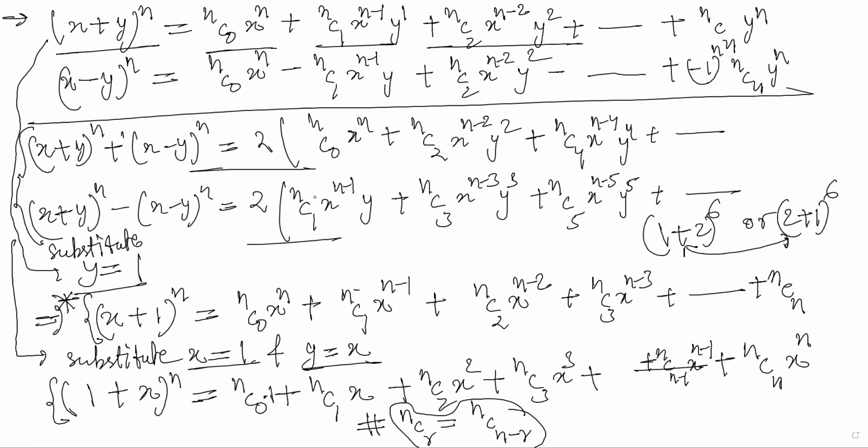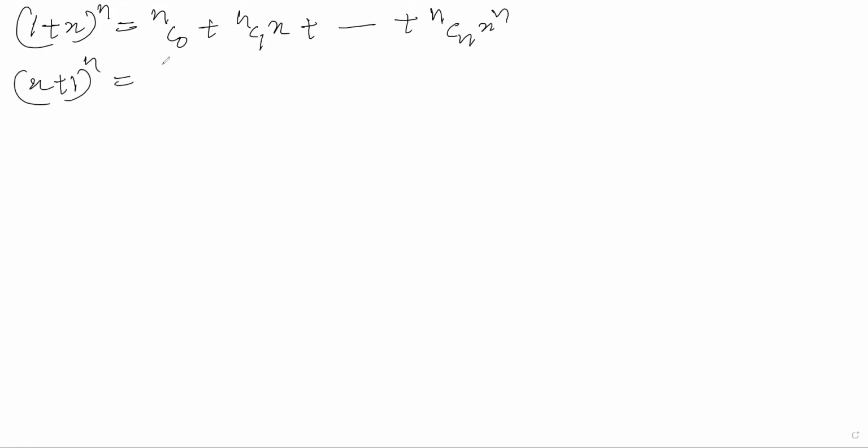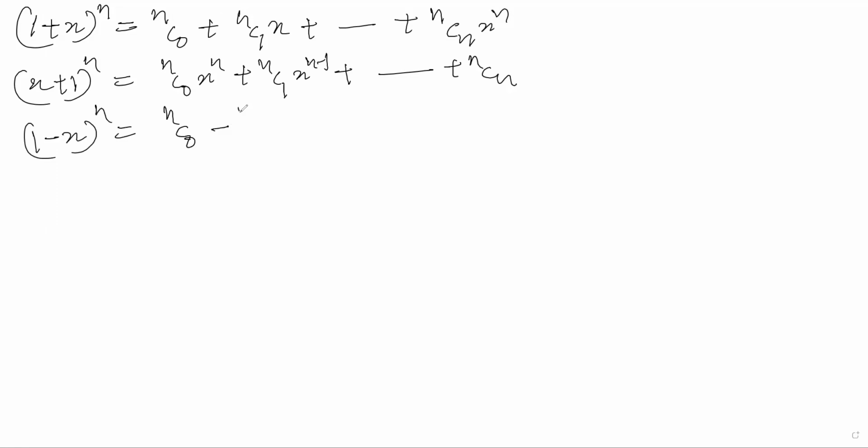Cool. So these things can be done. So you also remember this formula: 1 plus x to the whole power n. If x is written this side, the power of x will be increasing. If x is written this side, the power of x will be decreasing. But both are the same expressions. If we write 1 minus x to the power n, we will get NC0 minus NC1x, alternate positive and negative.